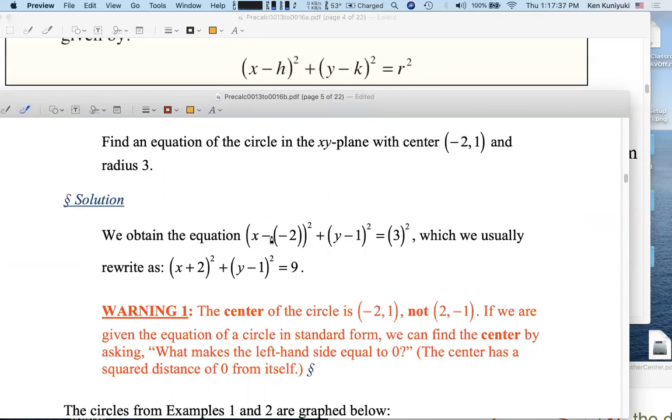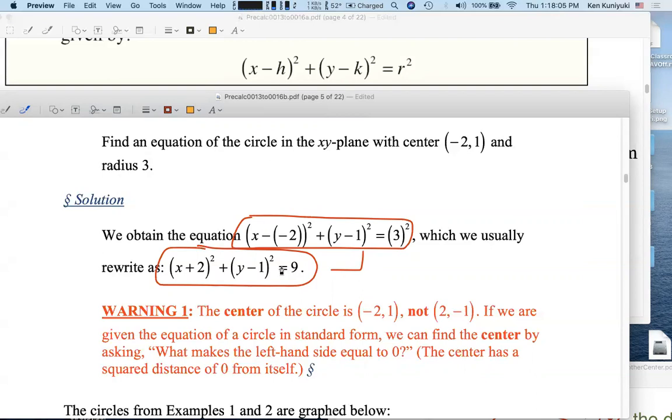All right, so we have the square of x minus -2, plus the square of y minus 1 equals the square of 3. This is in standard form, but we usually write x minus -2 as x plus 2. So the square of x plus 2 plus the square of y minus 1 equals 9. So either of these would serve as standard form for the equation of the desired circle.